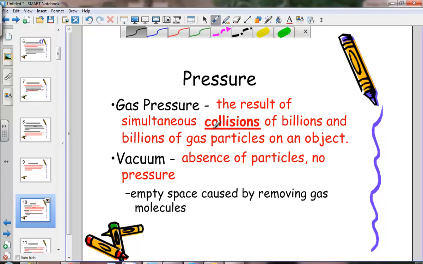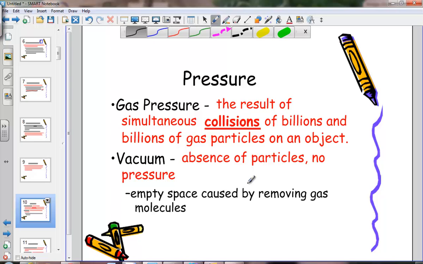We measure pressure of a gas in 3 different units. Leave it to us in chemistry land to have 3 ways to measure pressure. We have the metric system, we have the English system, and then we have something that is more commonly used here in our lab, which is millimeters of mercury. We have gas pressure units measuring all of the billions and billions upon billions of collisions anytime a gas is striking another object.